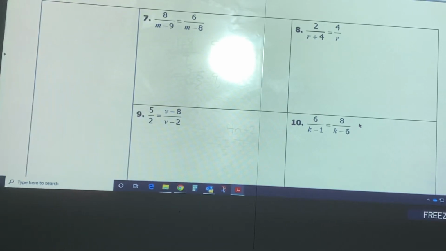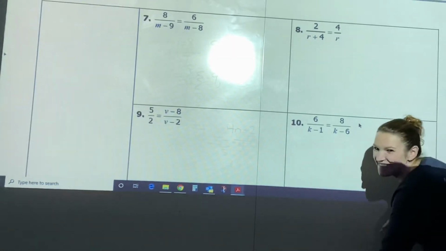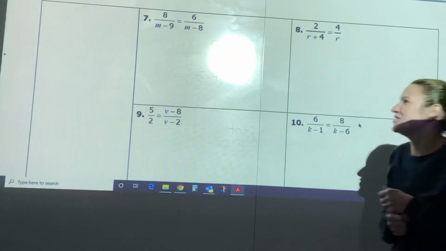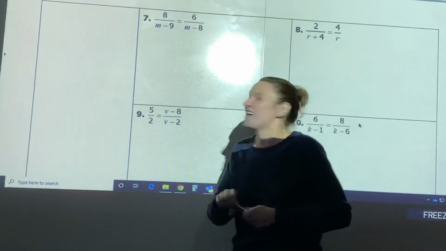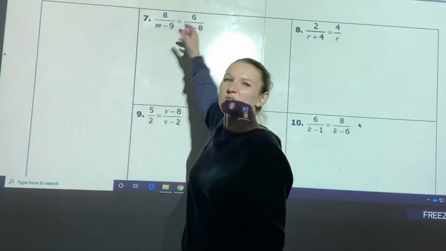If you got one wrong, try to troubleshoot it. Make sure you review your steps, and then if you're still stuck, feel free to email your teacher. All right, let's get right back into these proportion notes. We're gonna do proportion part 2. I know there's a big glare right here, so I'm gonna try to do this work over here.